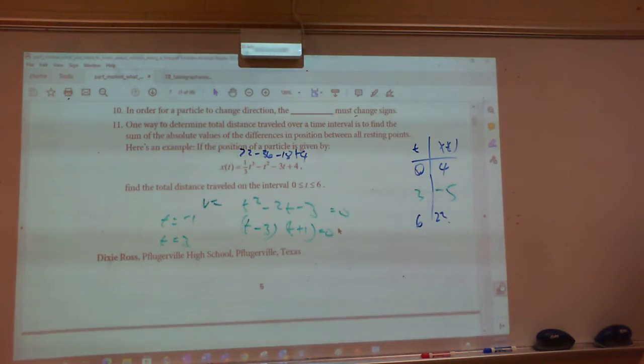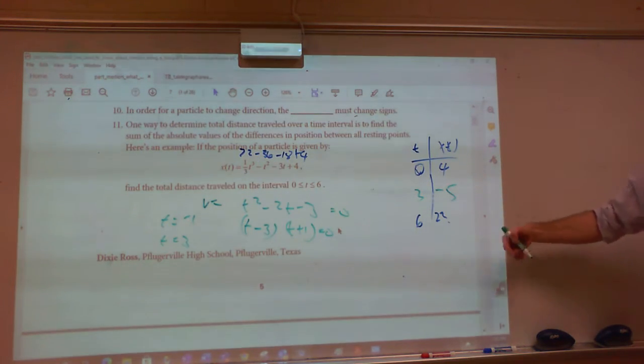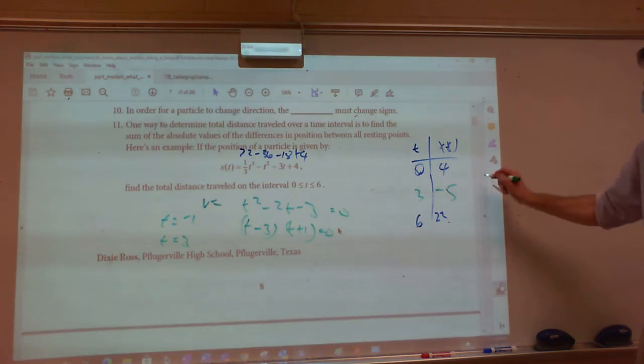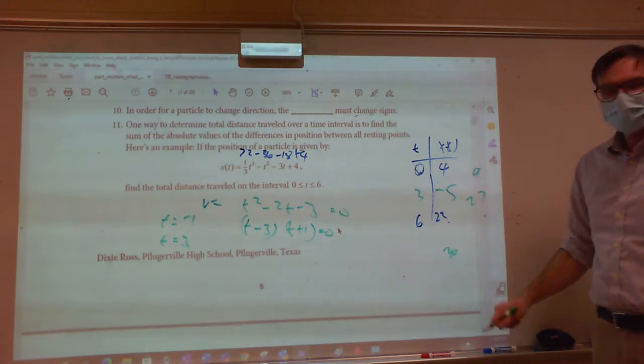And so now how do I figure out my total distance traveled? I figure out how far I went here and then how far I went here and add them together, right? So it looks like I went 9 here. It looks like I went 27. So altogether I went 36.